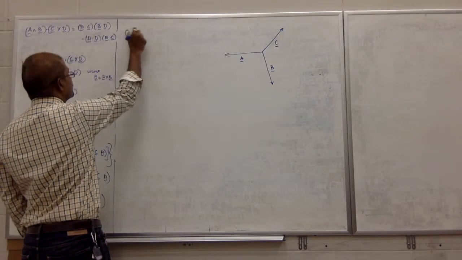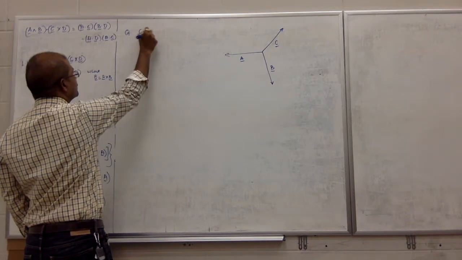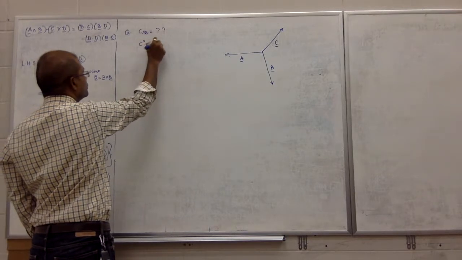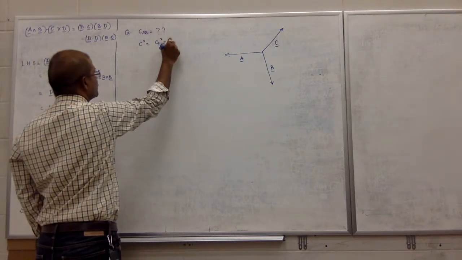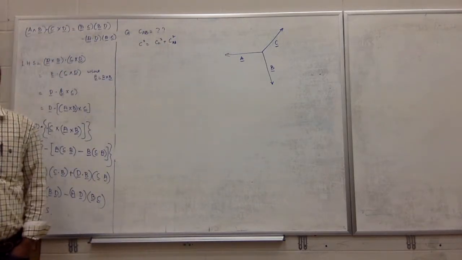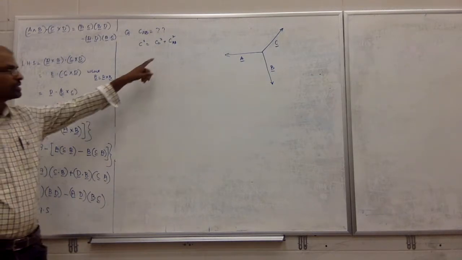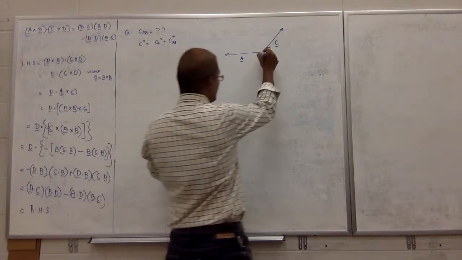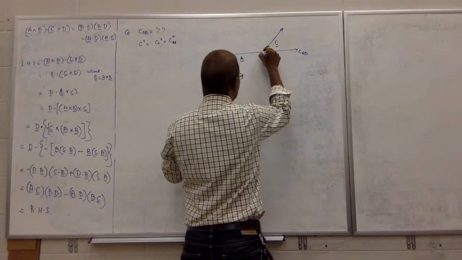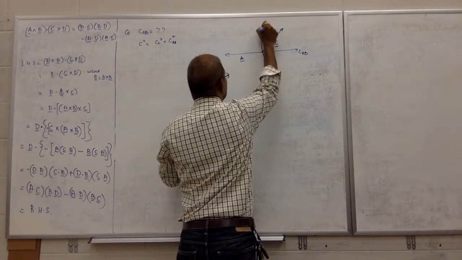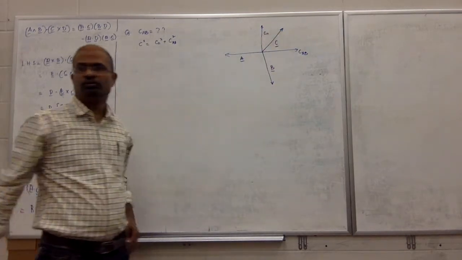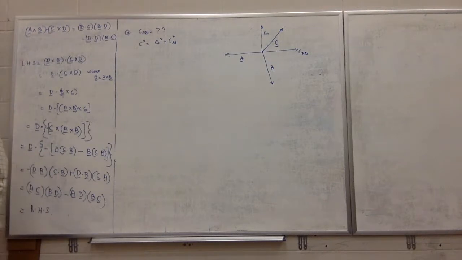Your question is, what is C_AB? And the hint given is, C squared is equal to C_n squared plus C_AB squared. Got it? What is C_AB? C_AB is in the plane of AB. Okay? And C_n is perpendicular to AB. That's what is given.